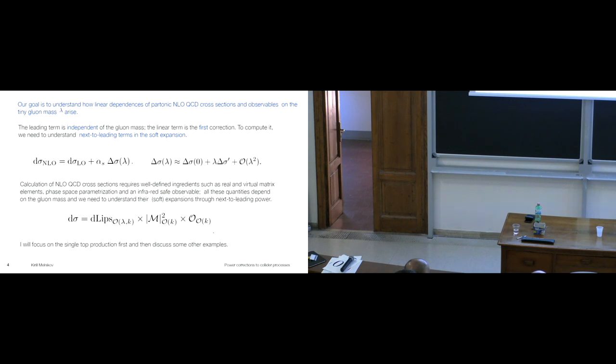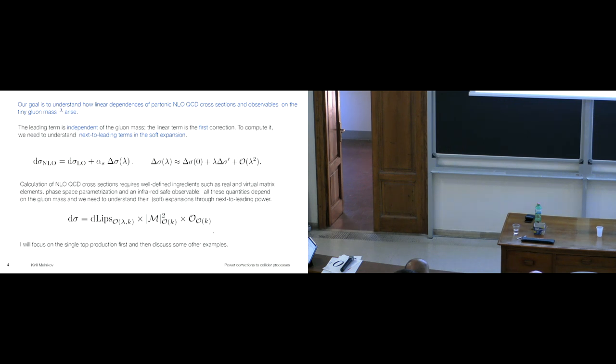From the point of view of power counting, of course, the logarithmic terms correspond to lambda to the power zero. If we're interested in the linear corrections to the cross sections, linear in the gluon mass, then we're talking about the next-to-leading term in the expansion in lambda. So I said that these terms almost always come from the soft expansion. So basically we're interested in the expansion of the cross sections, or matrix element and phase space, around the soft gluon emission limit up to subleading terms, and up to the first subleading term.